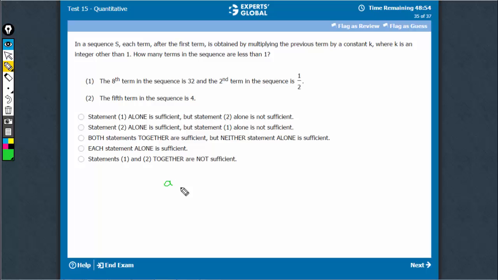Let the first term be a, then the second term becomes ak, the next term becomes ak squared, and so on. How many terms are less than 1 is the question. Statement 1 says that the eighth term is 32, so a times k raised to power 7 is 32, and the second term is half, so a times k raised to power 1 is half. If we divide these two equations, we will get that k raised to power 6 is 64.